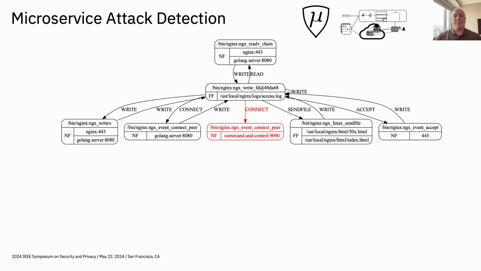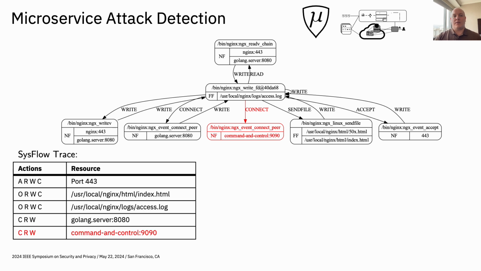Now, to see how the NPM detects policy violations for each effect graph, let us take this example subset of the effect graph for the Nginx web server shown here. The adversary in this case has managed to connect to an external server in order to connect to a command and control network. And the sysflow trace for this intrusion is shown here.